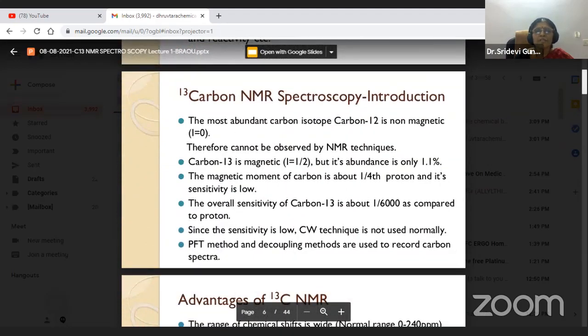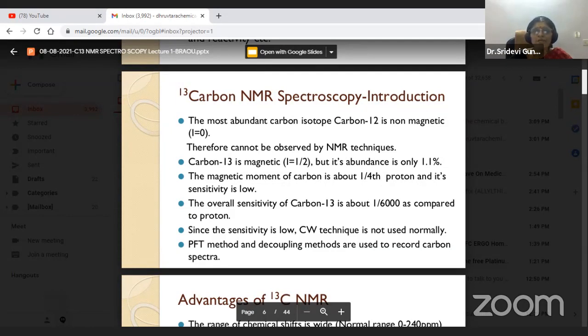So how is C13 NMR obtained? When we say C13 NMR, we are talking about the carbon nucleus. So why do we say C13? Why not just carbon NMR? Because of the natural abundance of carbon.